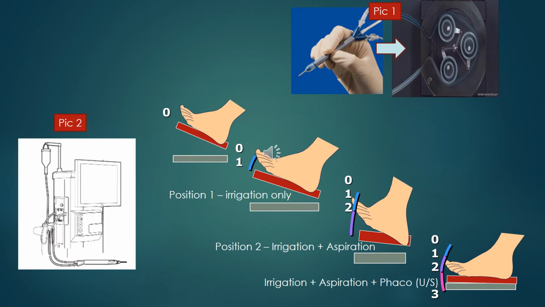As he presses foot switch position 1, what happens is that the solenoid opens up, the pinch valve opens up, and there will be irrigation pressure into the eye. Where will the irrigation pressure come from? From the bottle, in gravity fluidics.